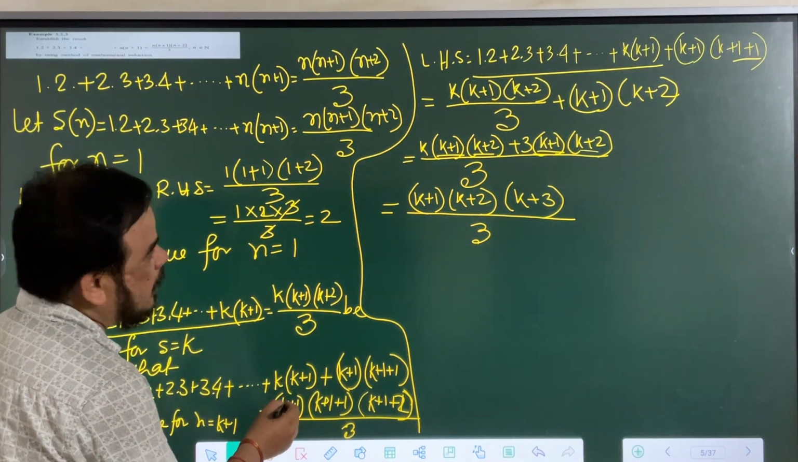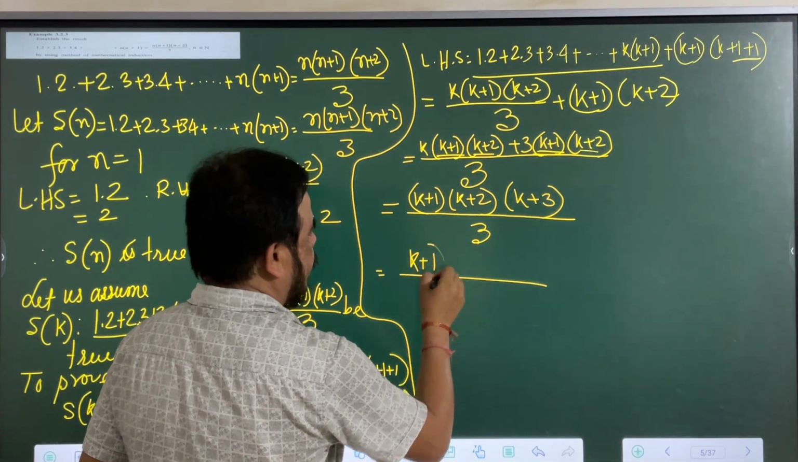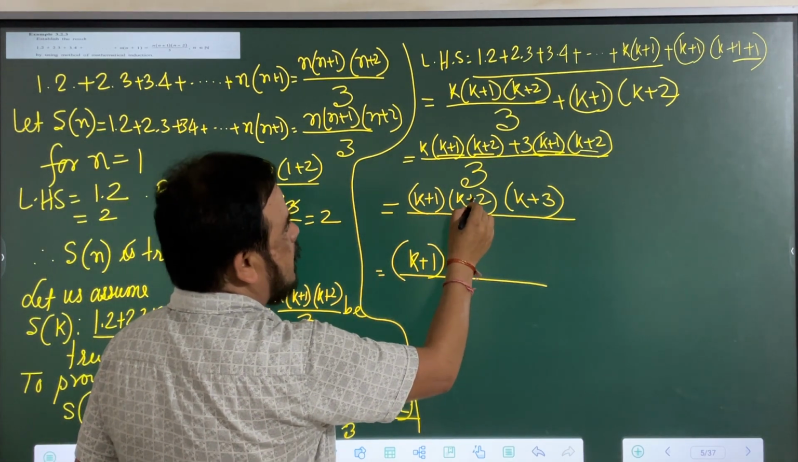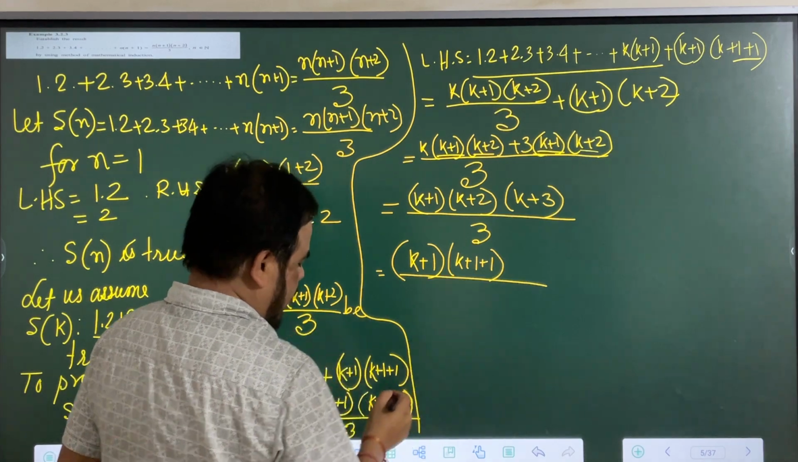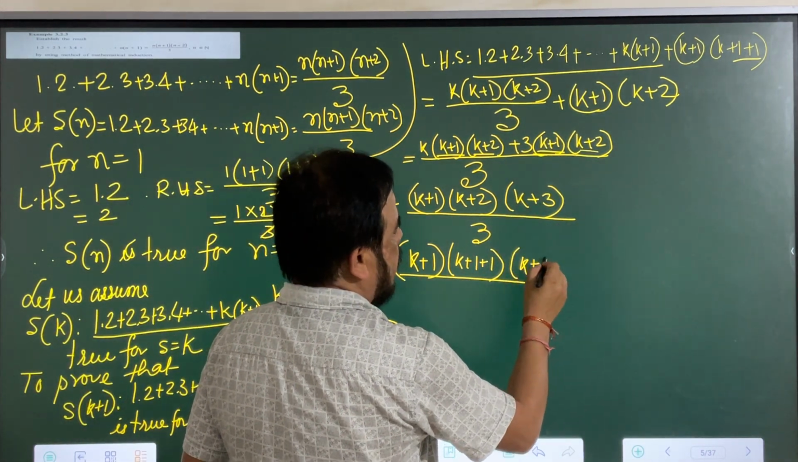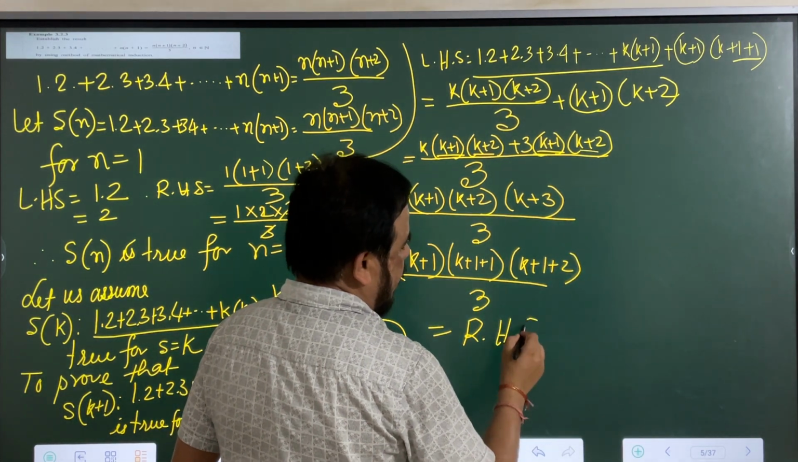First, right hand side, k plus 1. So there is k plus 1. Next term is k plus 1 plus 1. Can it be written k plus 1 plus 1? Yes, k plus 1 plus 1. We can write. Next, k plus 1 plus 2. Yes, we can write this one also. K plus 1 plus 2 by 3 equals to right hand side.